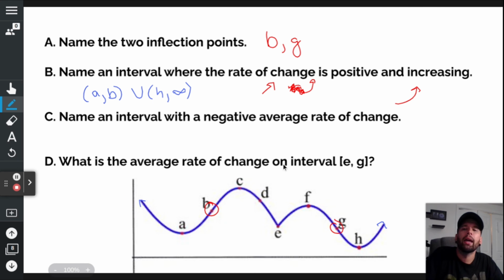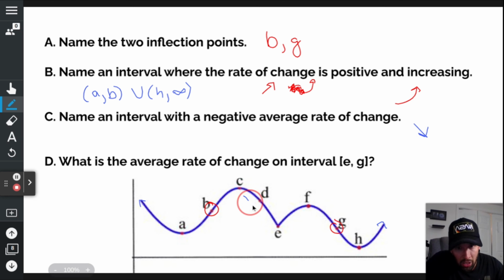I am. Name an interval with a negative average rate of change. A negative average rate of change implies that it is a negative slope. This is not implying concave down. Decreasing rate of change implies concave down. Negative average rate of change implies if I were to draw a line from that dot to that dot, am I going to get a straight line going down and to the right? And we have a bunch.